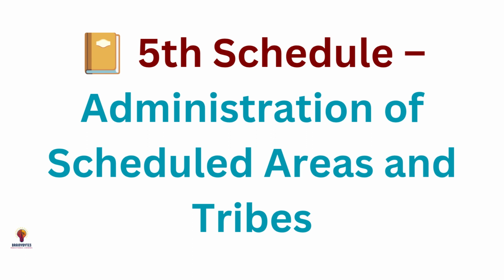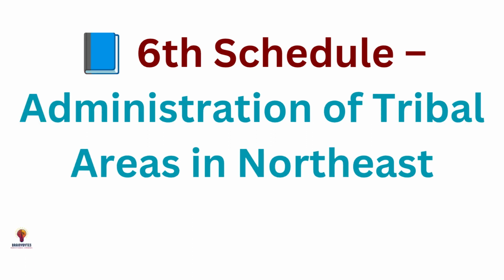Next, the fifth schedule, which provides for the administration of scheduled areas and tribes, meaning it deals with the administration and control of scheduled areas and scheduled tribes in any state except those in the sixth schedule. Next, the sixth schedule, administration of tribal areas in the northeast. It covers the tribal areas of Assam, Meghalaya, Tripura and Mizoram.